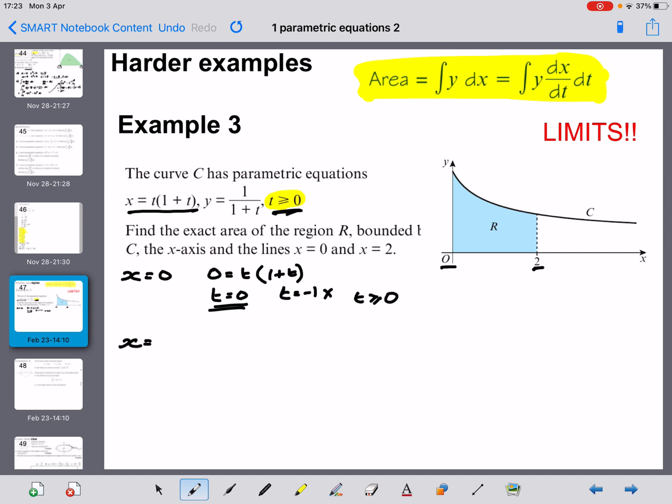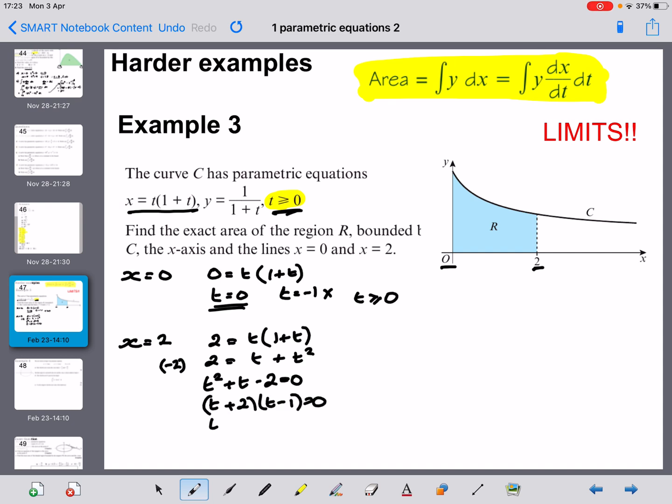If x equals 2, then 2 equals t lots of 1 plus t. 2 equals t plus t squared. So t squared plus t minus 2 equals 0, just taking 2, moving it over. So if I factorise, t plus 2, t minus 1. So t is minus 2, but again we can't have that because t's got to be greater than 0, or t is equal to 1. So those are my two limits.